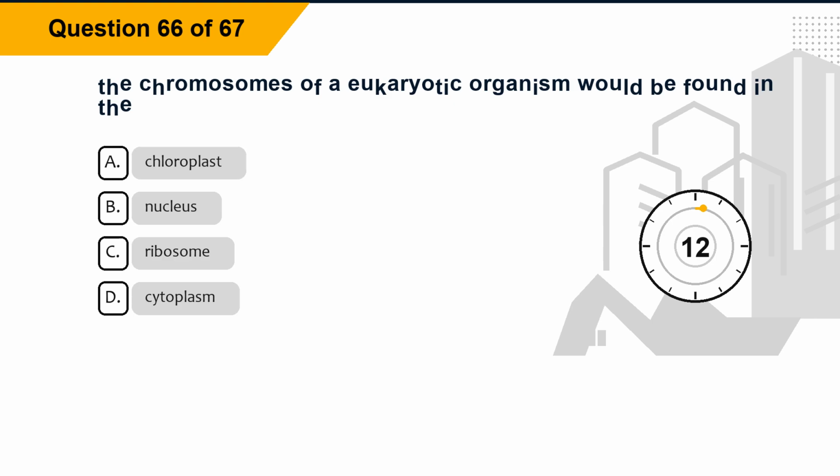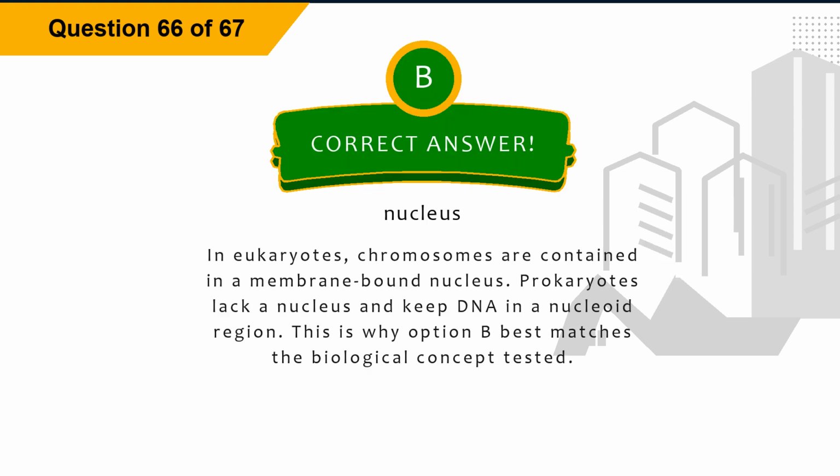Question 66. The chromosomes of a eukaryotic organism would be found in the option A, chloroplast, option B, nucleus, option C, ribosome, option D, cytoplasm. The correct answer is option B, nucleus.